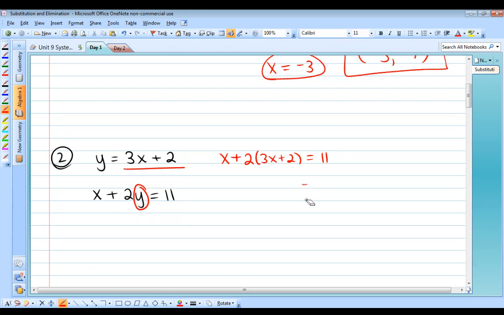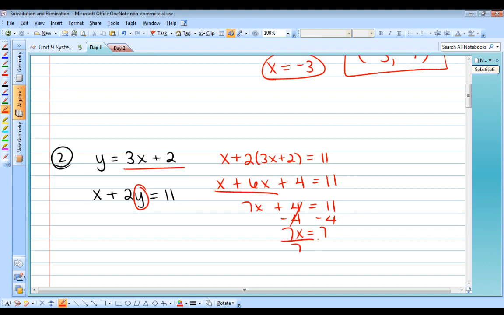So now I'm going to distribute. So copy my x. 2 times 3x is 6x. 2 times 2 is 4. And then my like terms right there, x plus 6x equals 7x. 7x plus 4 equals 11. And then I subtract 4 on both sides. 7x equals 7. Divide by 7. And x equals 1. So there's one of my coordinates.